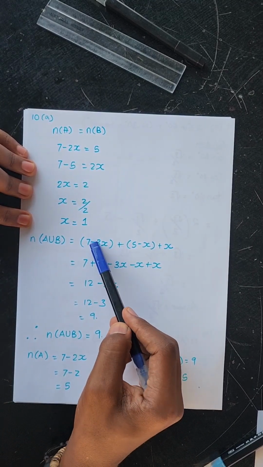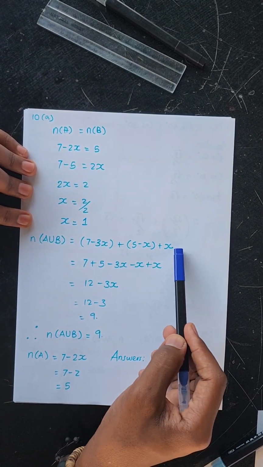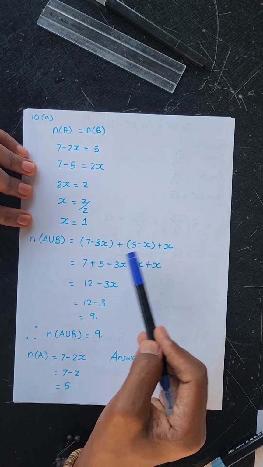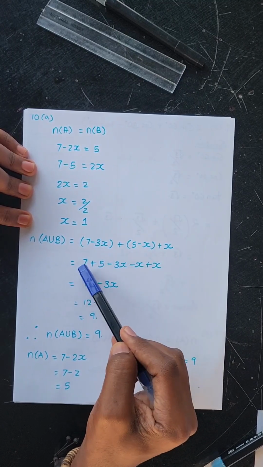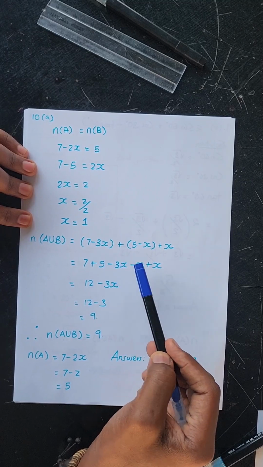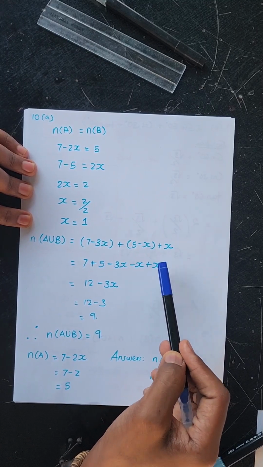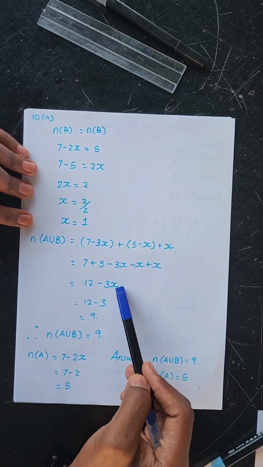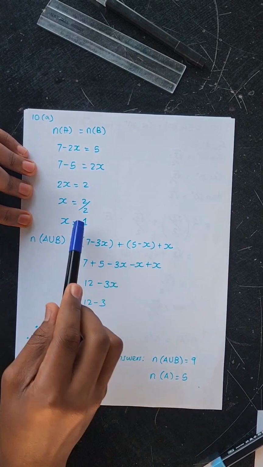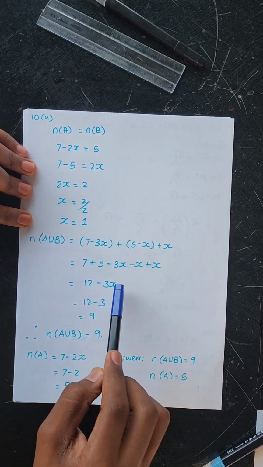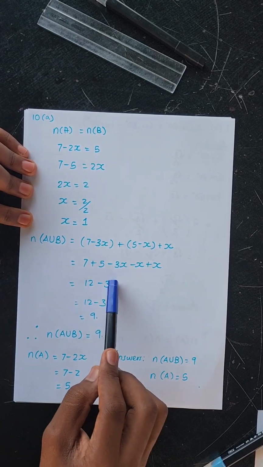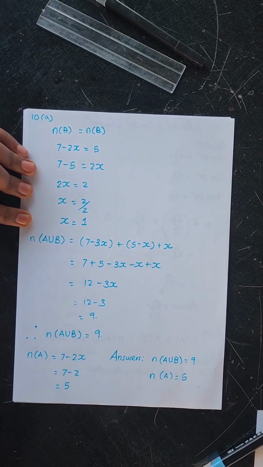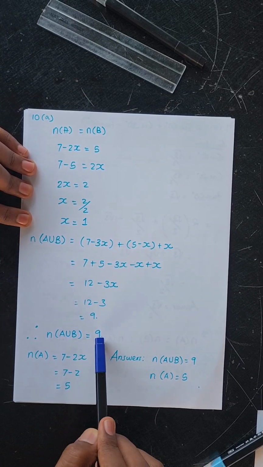Now, for the number of elements in A union B, we need to add the number of elements in A and B and the intersection. So 7 minus 3x plus 5 minus x plus x. Collecting like terms, we have 7 plus 5 minus 3x minus x plus x. We have 12 minus 3x. But remember, x is 1. So replacing the value of 1 here, we're left with 3 times 1, which is 3. And 12 minus 3 is 9. So n A union B is 9.